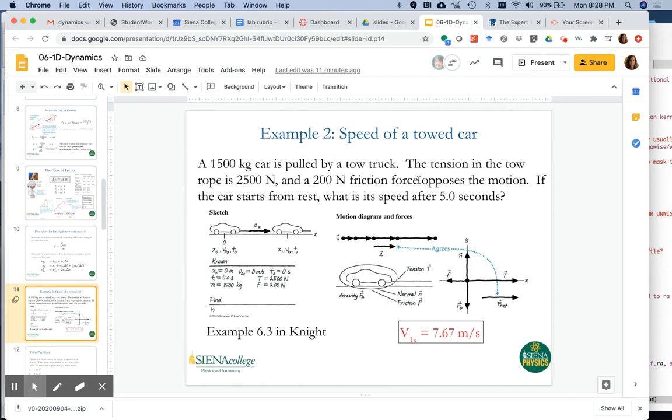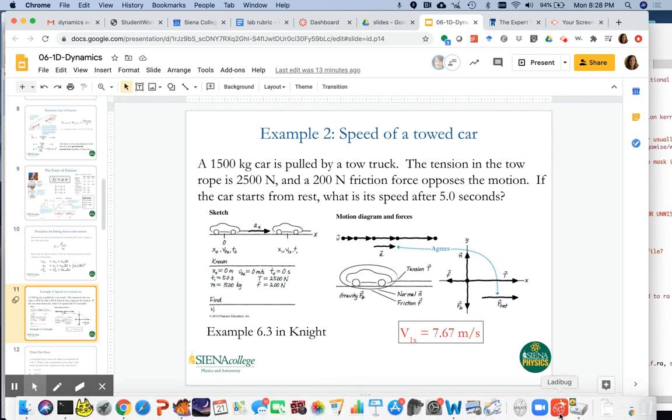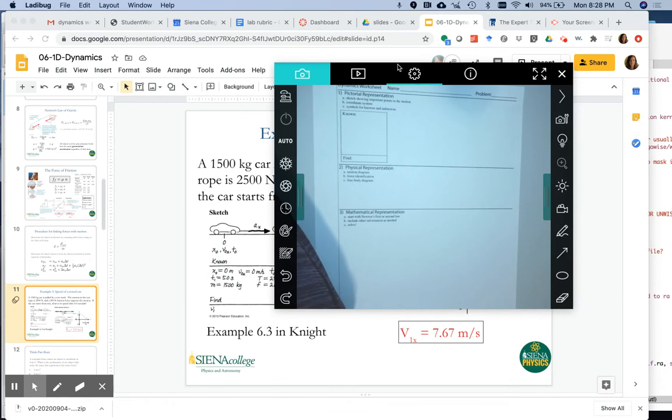And let's look at this. So we have a car that is 1,500 kilograms being pulled by a tow truck. The tension in the tow rope is 2,500 newtons, and a 200 Newton friction force opposes the motion. And then it's going to ask what's the speed if it starts from rest, what's the speed after 5 seconds? All right, so I'm going to jot down some of those details so you guys can digest that.